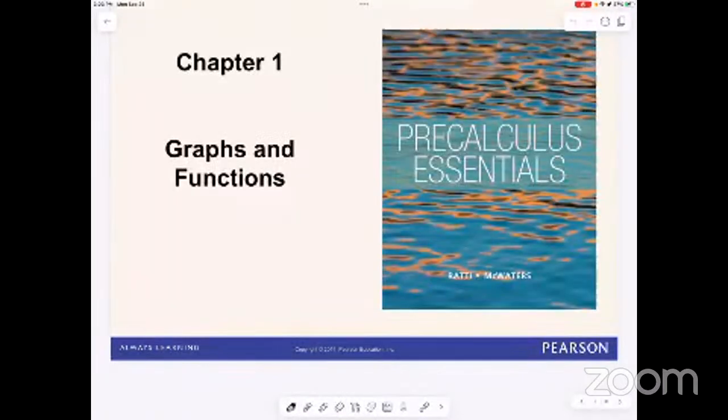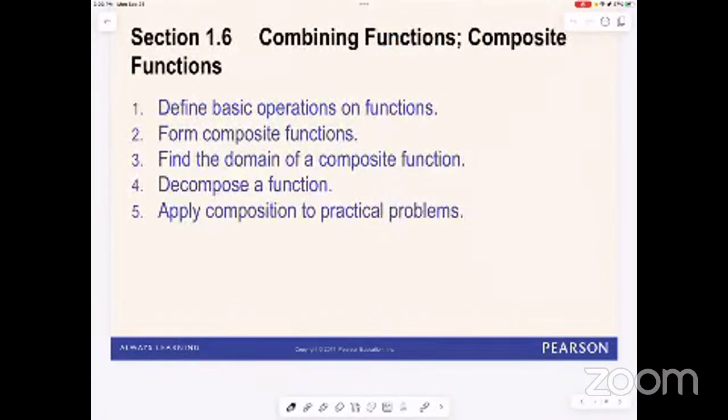So we're going to be wrapping up chapter 1 on graphs and functions, and we're going to be working on section 1.6, combining functions and composite functions. A few objectives. 1, we like to define basic operations on functions. 2, form composite functions. 3, find the domain of a composite function. 4, decompose a function. And 5, apply composition to practical problems.